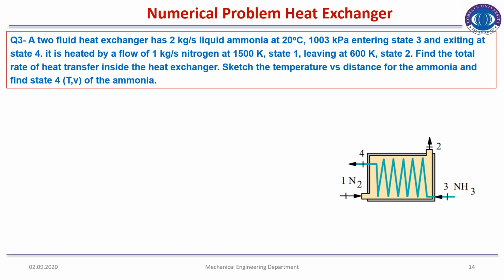So now the third numerical of the heat exchanger. A two fluid heat exchanger has 2 kg per second liquid ammonia. In the tables you will also find a table for liquid ammonia. The mass flow rate is 2 kg per second, the temperature is 20 degrees centigrade and the pressure is 1003 kilopascal. Inlet and exit in this type of numerical are mentioned with states 1, 2, 3 and 4.